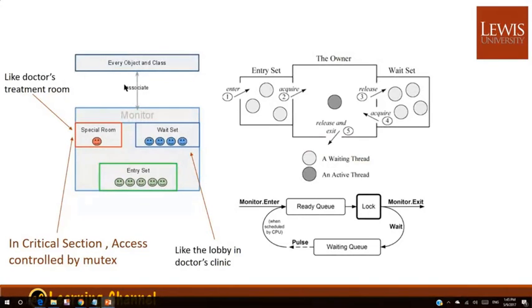So right here is a diagram for this monitor. We have the data object that we would like to associate with this monitor, and we have a special room. This one is actually accessing the data, and there is a wait set and there is an entry set. So this is like a doctor's treating room, and we have a lobby over here, and there is a person who is actually being treated. So it's in a critical section access controlled by a mutual exclusion or mutex lock.